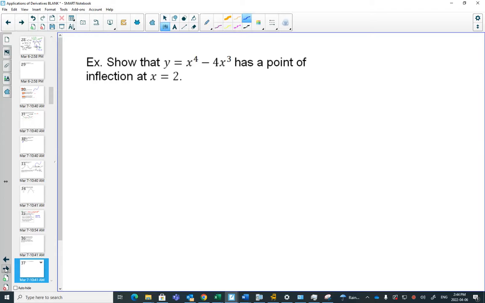Here's our first question. We want to show that this has a point of inflection. In fact, what we would have here is our first derivative, y prime. We've already done this one, right? 4x cubed minus 12x squared.